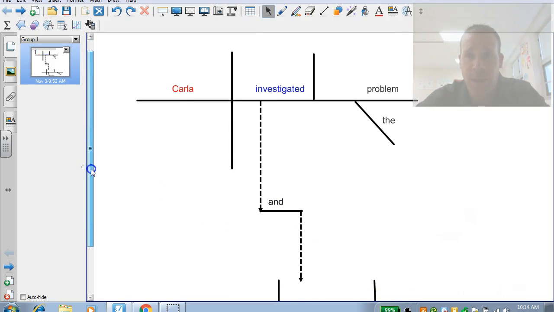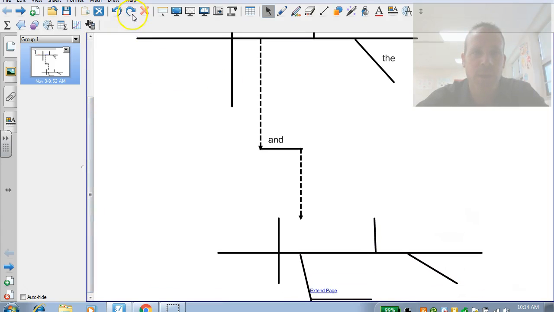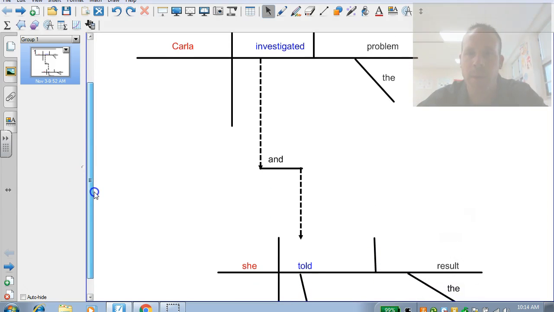And then we just do the second half of the sentence. She told me the result. And so down here I have it all nice and set up for she told me the result. And right here we go. We have she told what? She told result. Okay, a couple more things to put in. She told, here's my the. And then finally I have the indirect object me. She told me the result. And there is my compound sentence diagram.